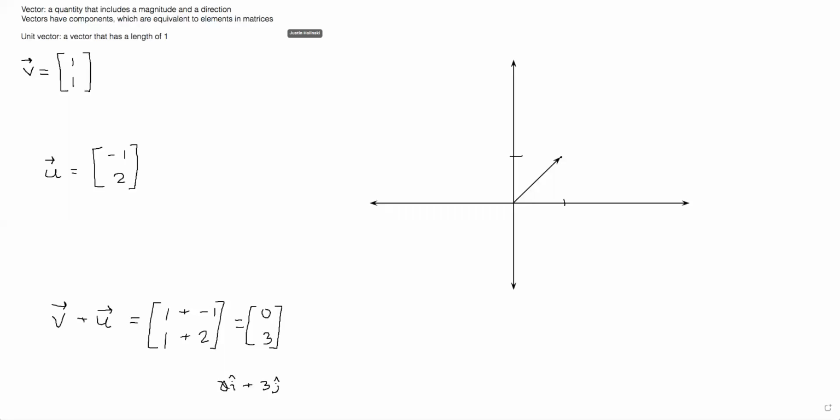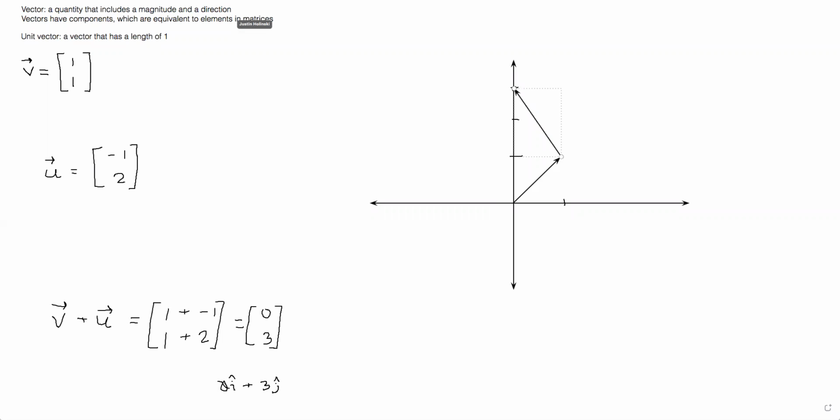So it looks like our second vector has an x component of -1 and a y component of 2. That means we're going to go 1 to the left, and then we're going to go 2 up. So we're going to start where we left off for the first vector, and then we're going to draw a vector that starts right here and then ends all the way right there.